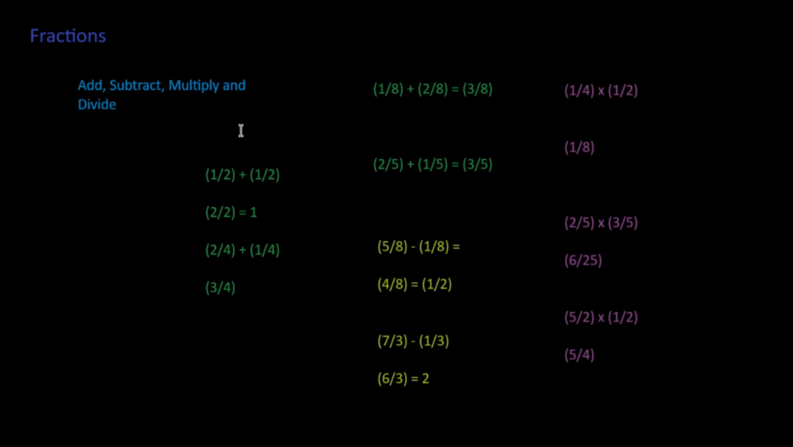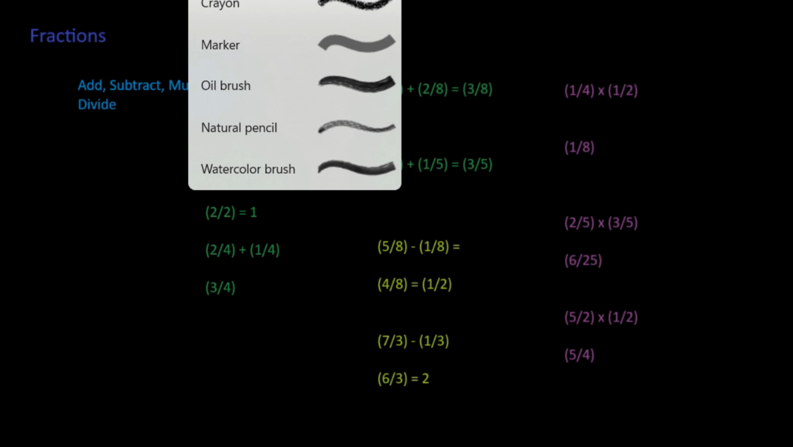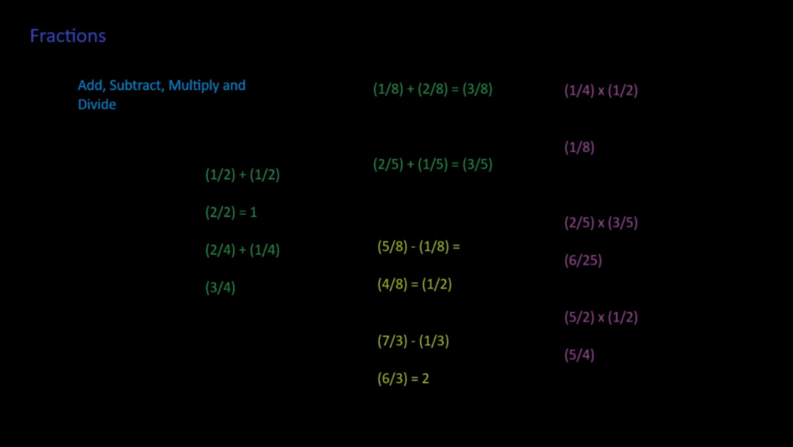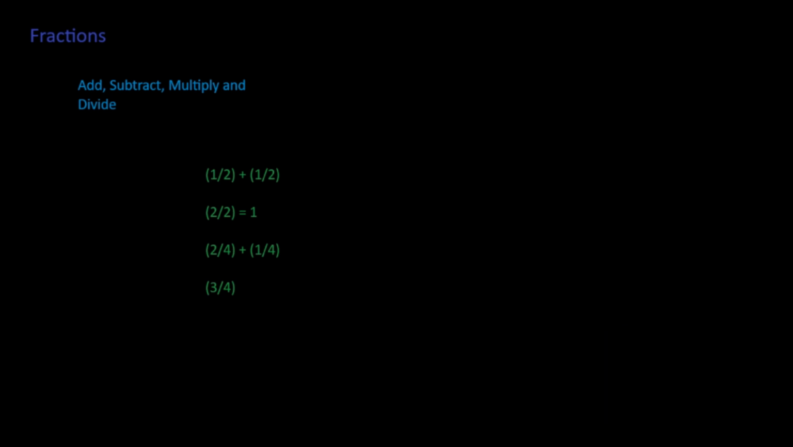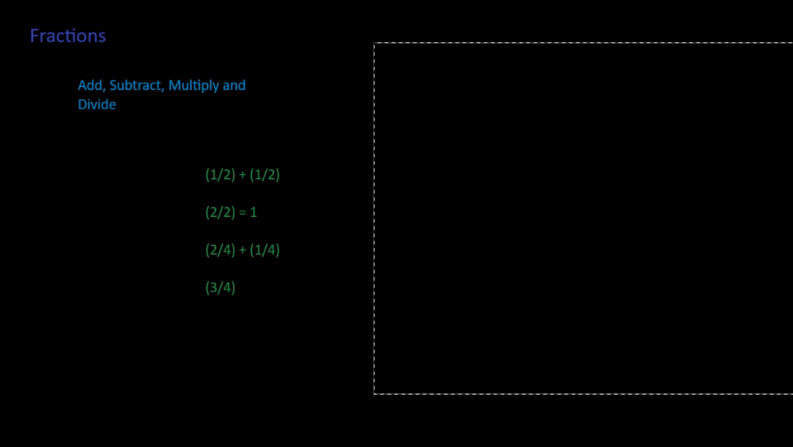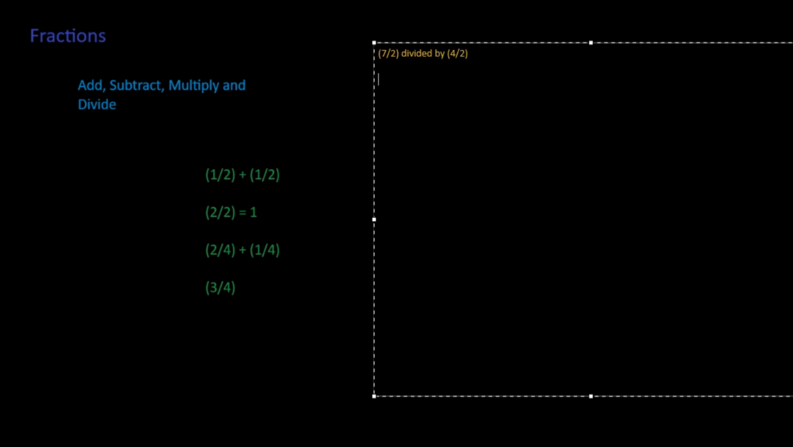What if we're dividing a fraction? So this is a little bit different. I'm going to go ahead and clear off my whiteboard, but if we are dividing by a fraction, what does that mean for us? Let's say our fraction is 7/2 divided by 4/2. Well, we are going to flip the second fraction and just multiply. So it's that simple. We're going to flip the second fraction and just multiply.